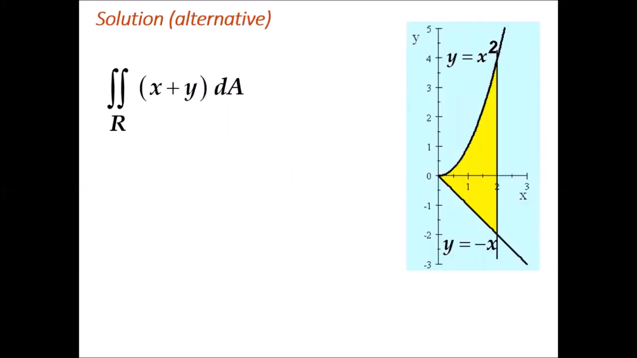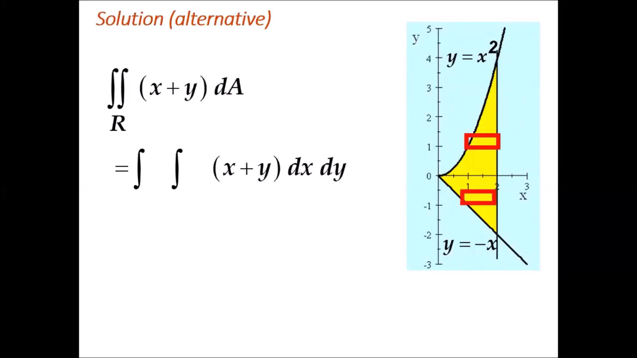Now at this point, we try to set dA to be dx dy. That means we will be using horizontal strips to approximate the region R. But observe that on the negative y-axis, region R is bounded from the left by y equal to negative x, while on the upper y-axis, R is bounded from the left by y equal to x squared. Thus, it will require us two integrals to find the area of R using horizontal strips, giving us also two integrals to set up the iterative integral for this example.